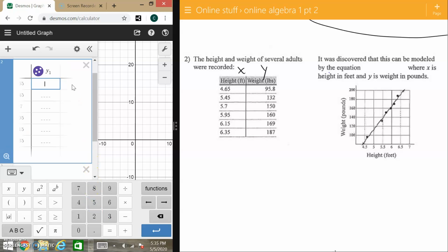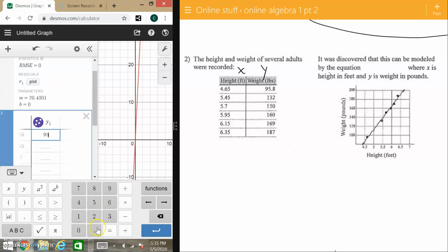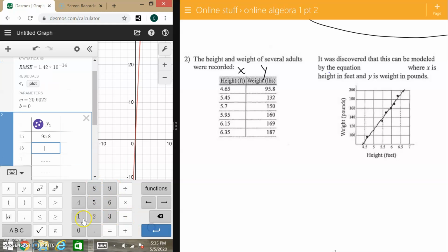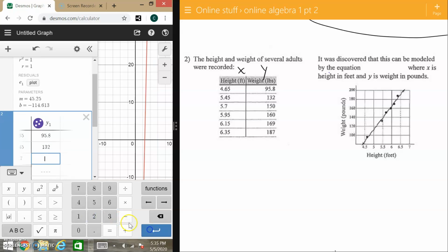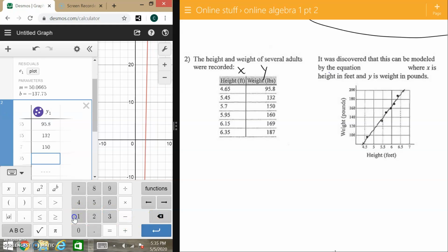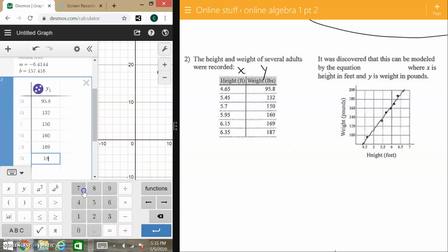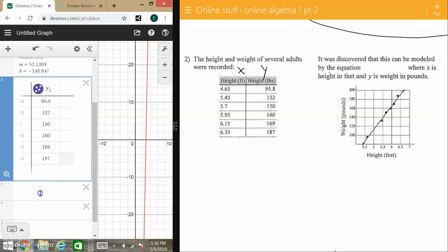And then I type their weight across from it, so 95.8, 132. And notice my line is starting to appear. And this graph over here doesn't match it just because of the scaling, so don't worry about that. So 132, 150, 160, 169, and 187.